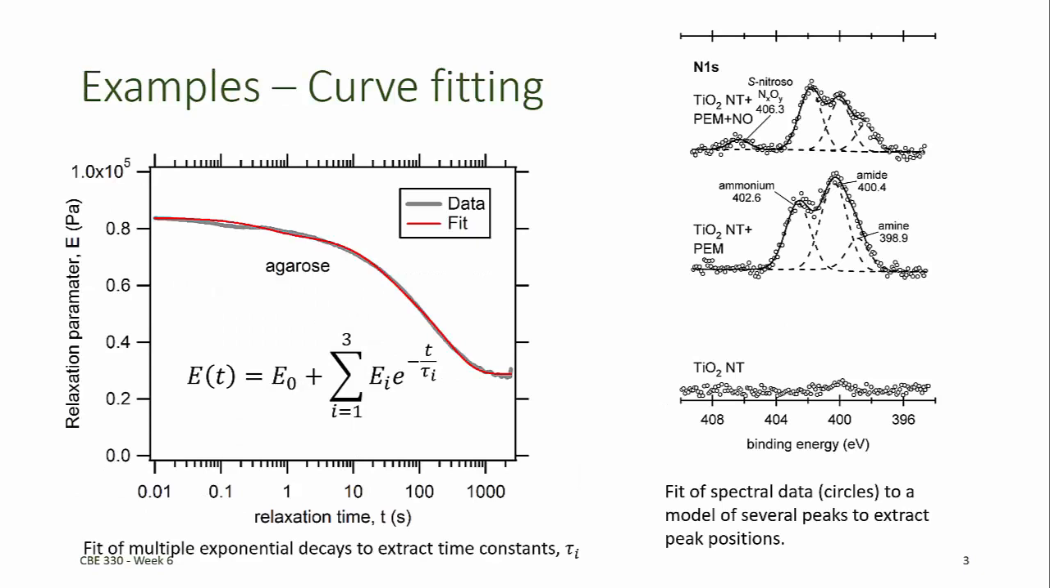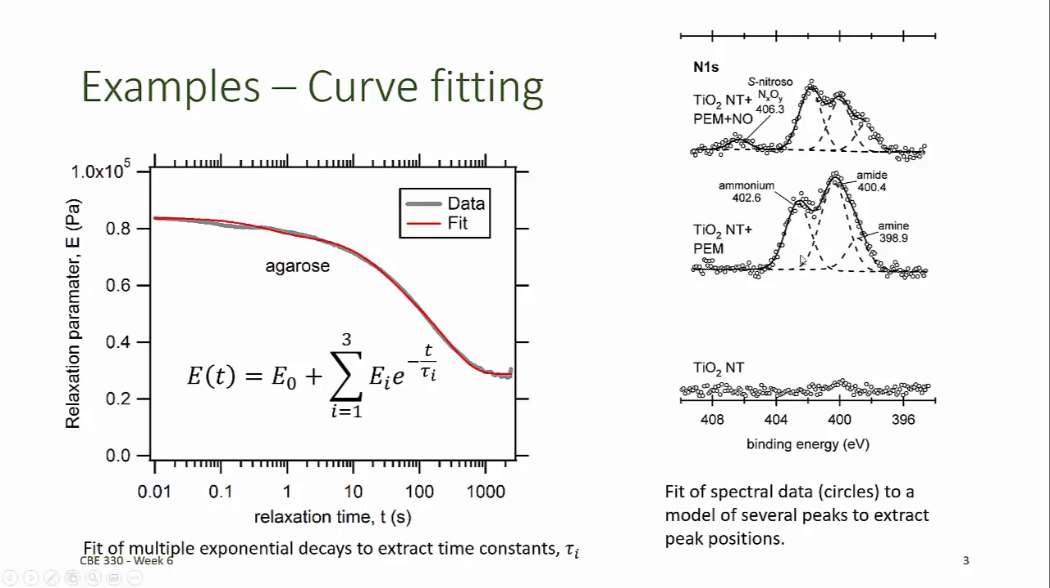Here are two examples of using curve fitting to extract important information from experimental data. Both of these come from research in my research laboratory. In the example on the left, we're looking at data showing the mechanical relaxation of the stress in an agarose hydrogel that's under compressive strain. The data are fit to a model that contains three exponential decays. Each exponential decay has two parameters, a capital E sub i and a time constant tau sub i. By using least squares regression, we can select the values of E sub 0 and E sub i and tau sub i that make the model best match the data.